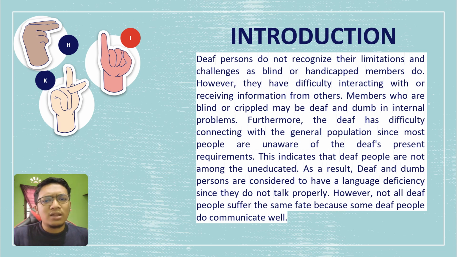This indicates that the pupils are not among the uneducated. As a result, deaf and dumb persons are considered to have a language deficiency since they do not talk properly. However, not all deaf pupils suffer the same fate because some deaf pupils do communicate well.